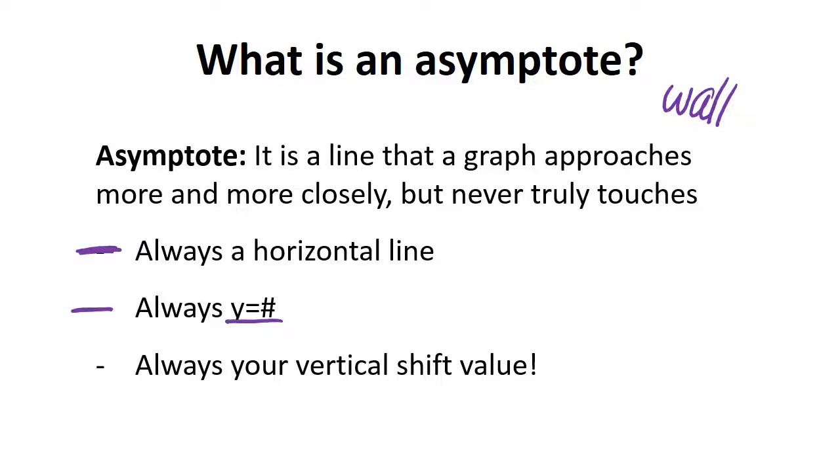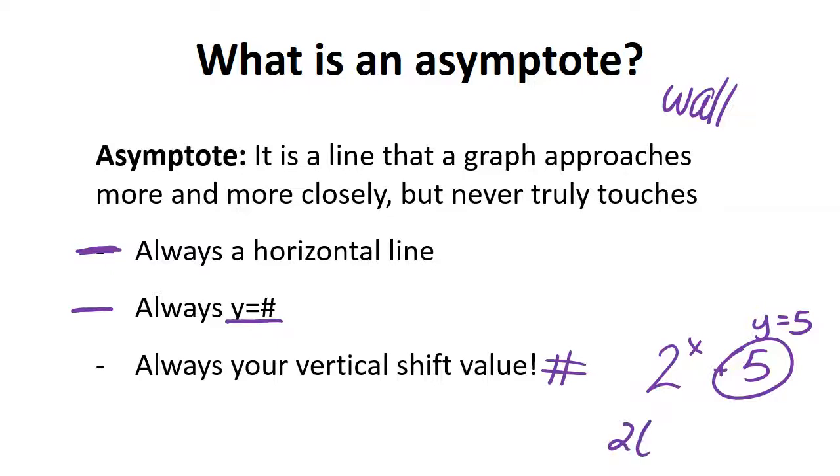And in this particular section, what's nice is the number is always going to be your vertical shift value. So if I have a function that's 2 to the x plus 5, my asymptote is going to be y equals 5. If I have a function that is 3 to the x minus 2, there's no vertical shift. So technically I could say I'm adding 0. So my asymptote would be y equals 0.